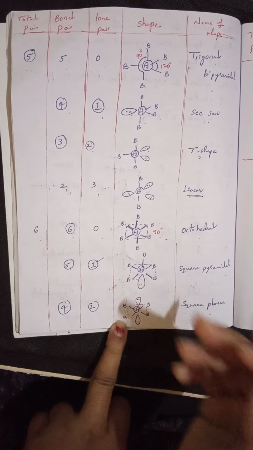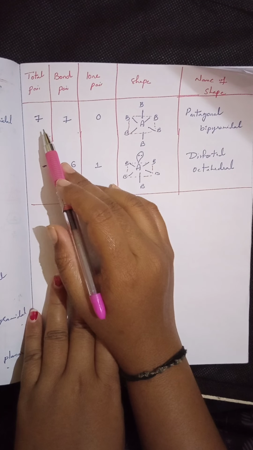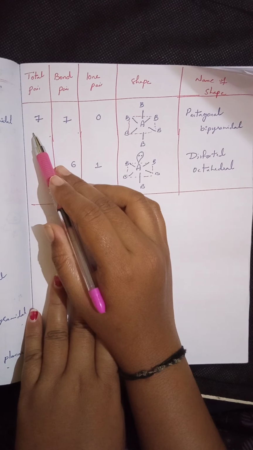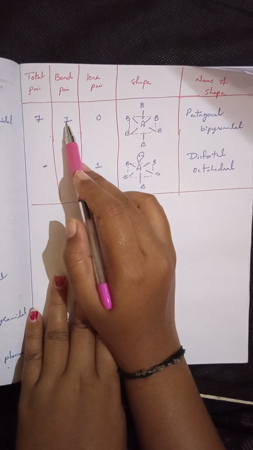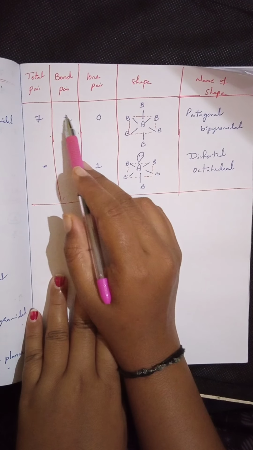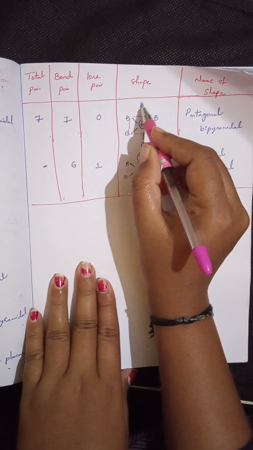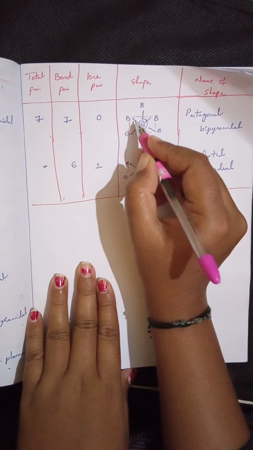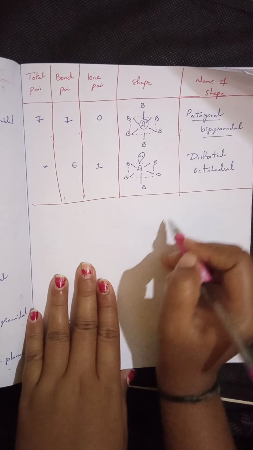In a few molecules, even 7 pairs of electrons are present. Now we'll see that condition. Here you can see the molecule containing 7 pairs of electrons. Sometimes all 7 pairs are involved in bond formation and there is no lone pair. That means around the central atom, totally 7 atoms are arranged by using 7 bond pairs. Then the shape of the molecule is pentagonal bipyramidal.